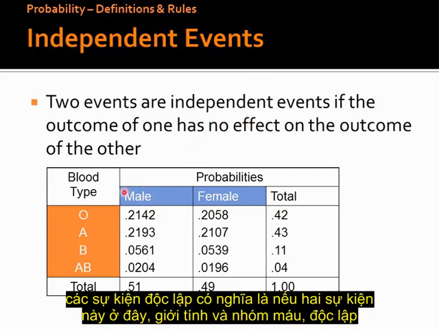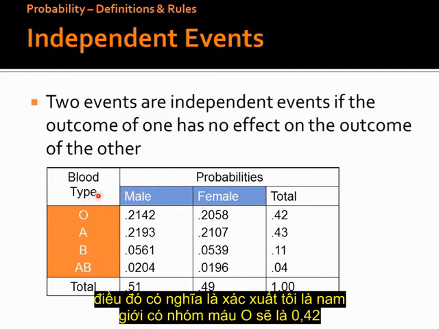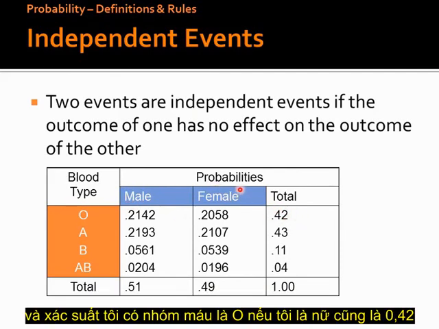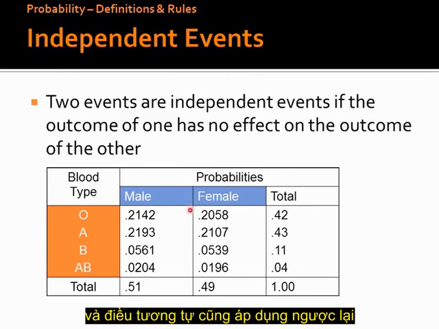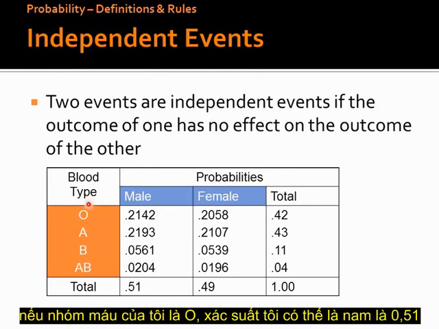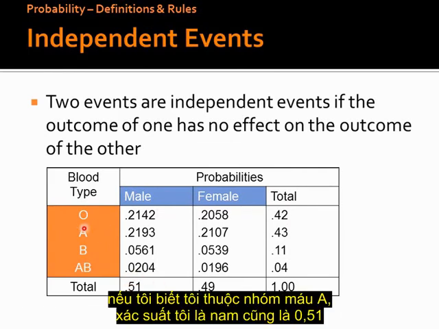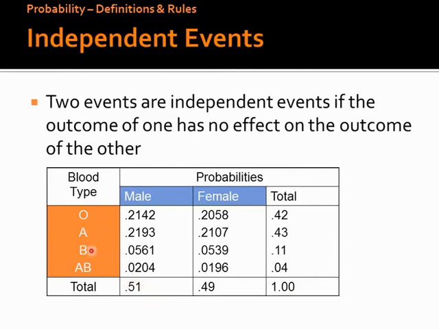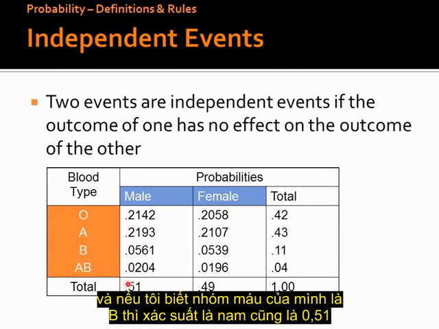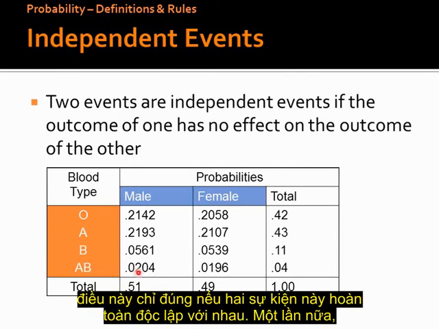If these two events, gender and blood type, are independent, it would mean that the probability of me being a male having a blood type of O would be 0.42. And the probability of me having a blood type of O if I was female is also 0.42. The same thing applies in reverse. If I'm blood type O, the probability of me being a male is 0.51. If I know I am blood type A, the probability of me being a male is also 0.51. And if I know my blood type is B, my probability of being a male is, yes, also 0.51. This is only true if these two events are totally independent from each other.